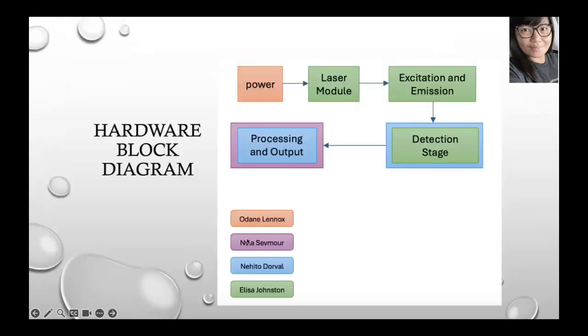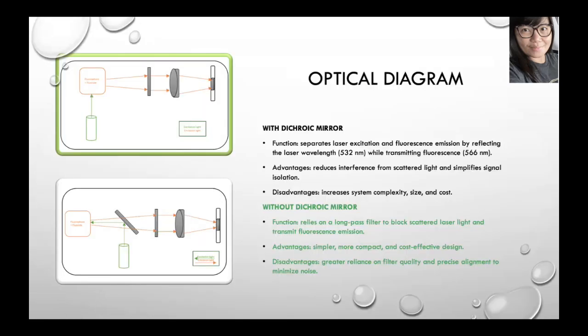For our hardware block diagram, we can see the power, our laser module, and then we have the excitation and emission system, the detection stage, and the processing and output. For our optical diagram, this is where our optical design comes from. We started with the dichroic mirror.